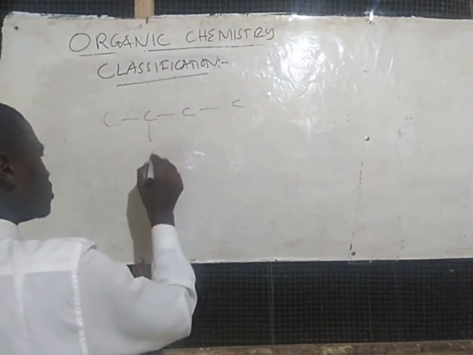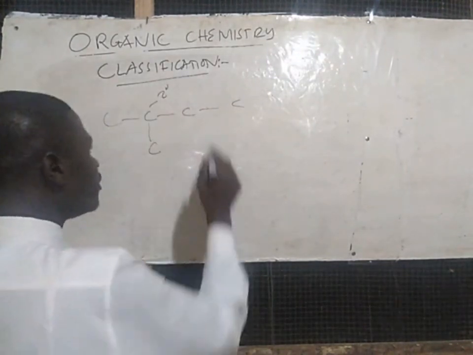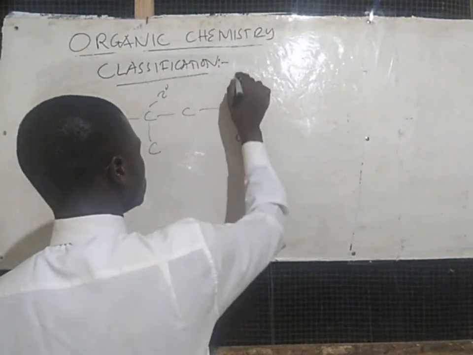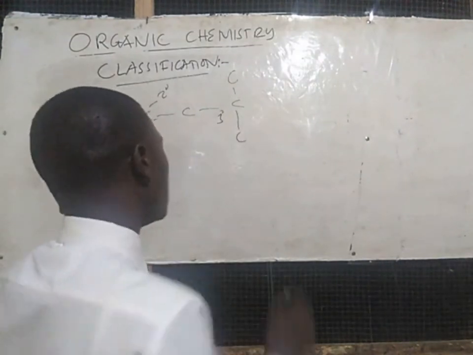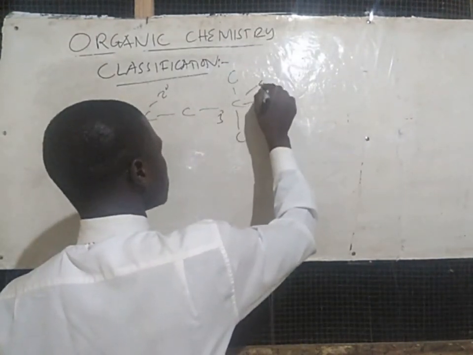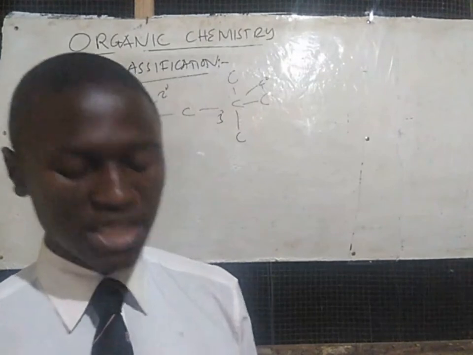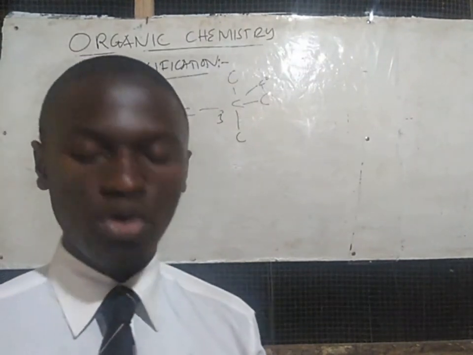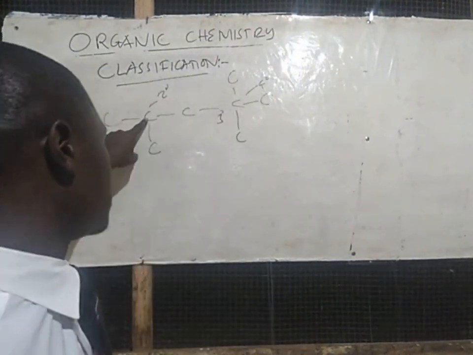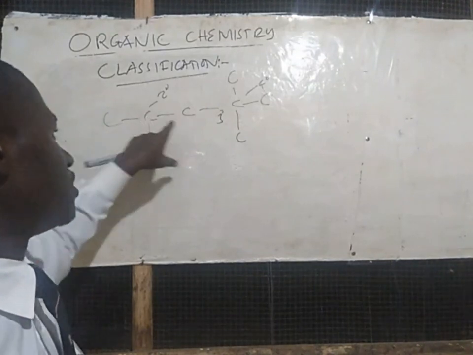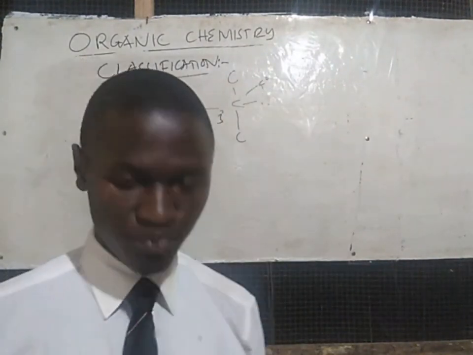But if this carbon is bonded to another carbon here, this carbon is secondary carbon. Or if this carbon is bonded to two carbon, then it is called tertiary carbon. And if it is bonded to four carbon, it is called quaternary carbon. So primary, secondary, tertiary, and quaternary depend on the number of carbon bonded to the carbon we are classifying: tertiary if it bonds to three carbon, but quaternary if it bonds to four carbon.